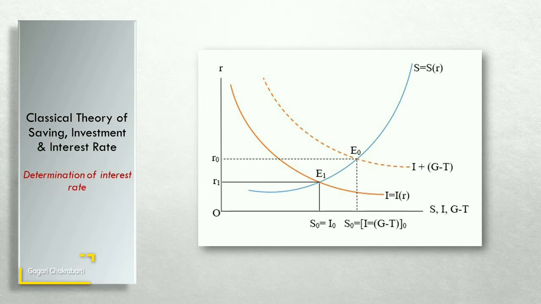The second necessary condition is that there exists some rate of interest greater than 0 at which the amount saved will be equal to the amount invested. In other words, the saving and investment schedules should cut each other at some positive rate of interest. The second condition is fulfilled if the saving function and the investment function are sufficiently interest elastic.